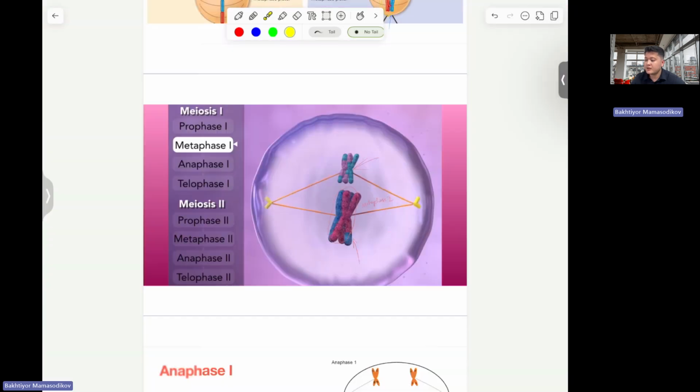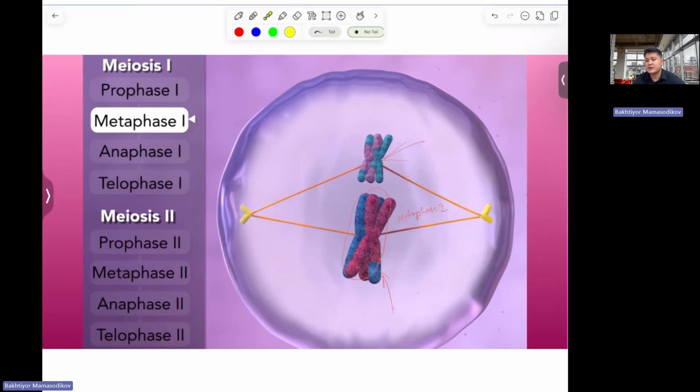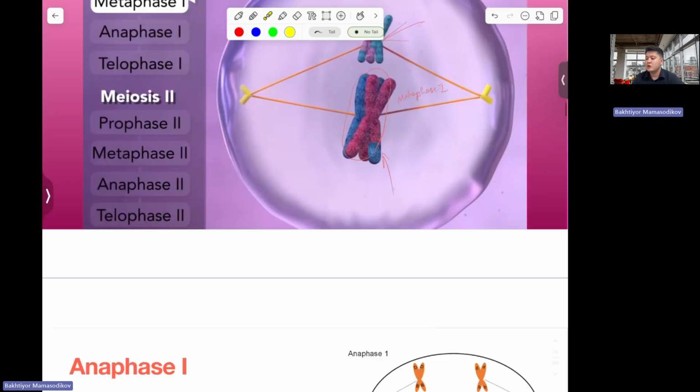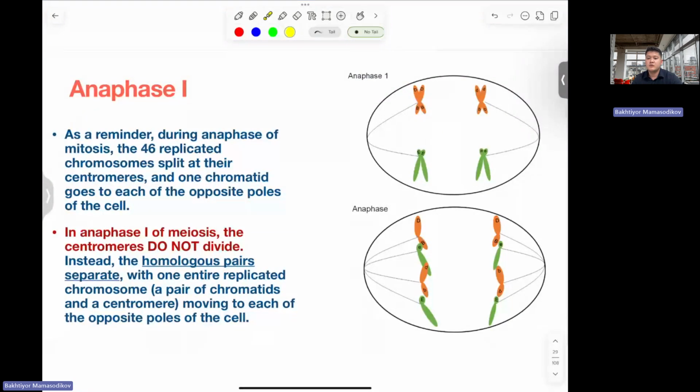Okay, the main difference now: in the metaphase of mitosis, 46 individual chromosomes line up in the center. In meiosis I, 23 pairs of homologous chromosomes line up in the center. What's happening in anaphase I?